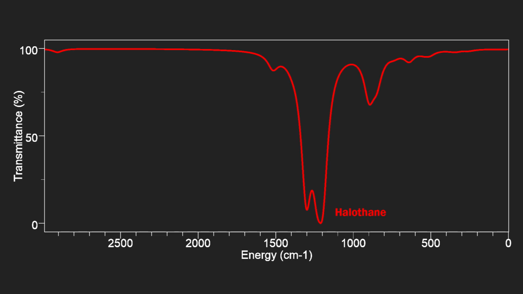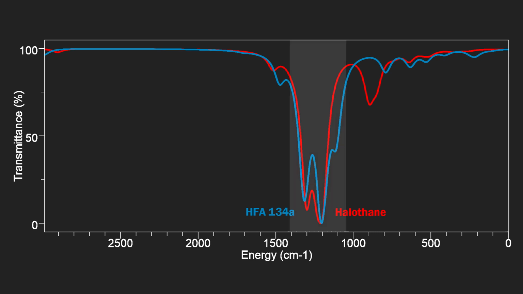Now let's look at the infrared spectra of these molecules. Here's halothane, and here's HFA 134A. With both of the molecules' major absorption peaks overlapping, there's little doubt that it is HFA 134A and not albuterol which is causing the anesthetic gas analyzer to read as halothane.